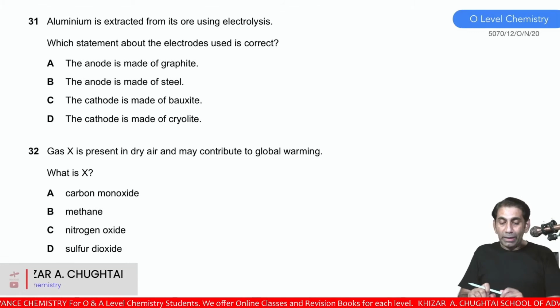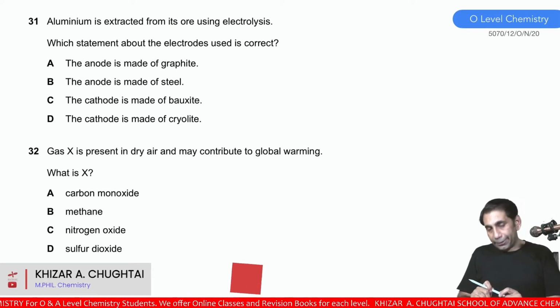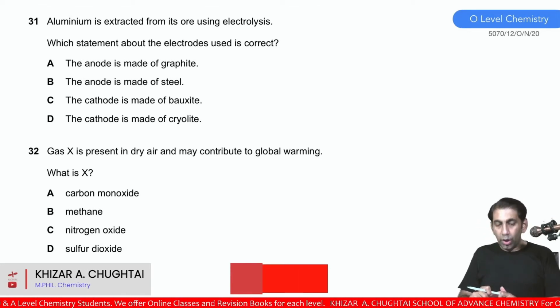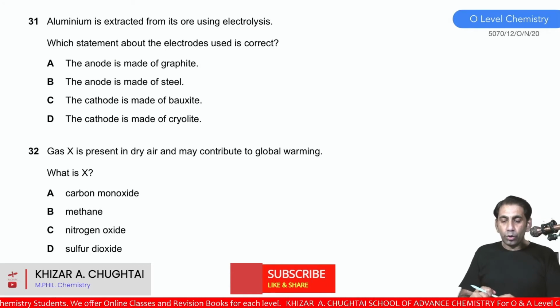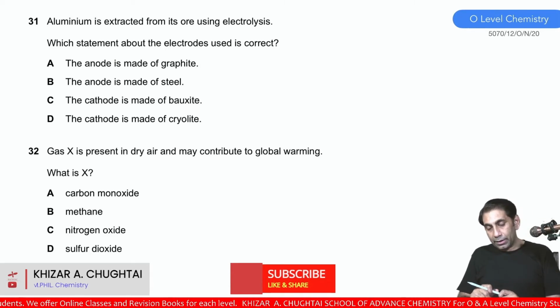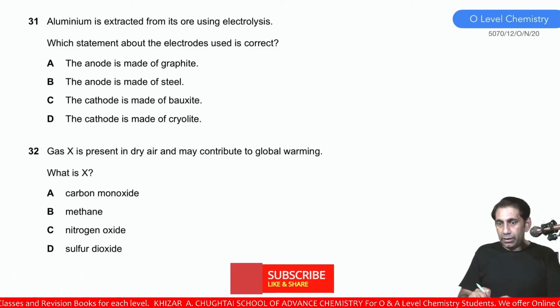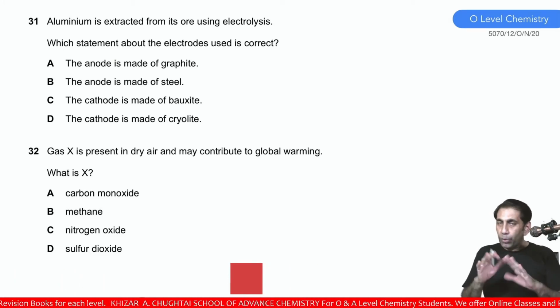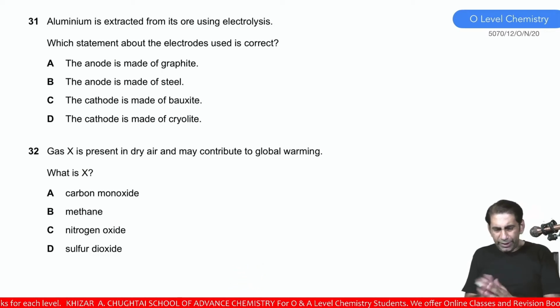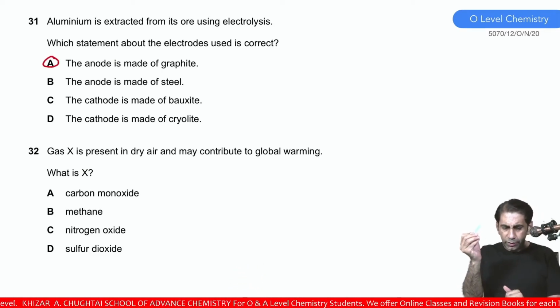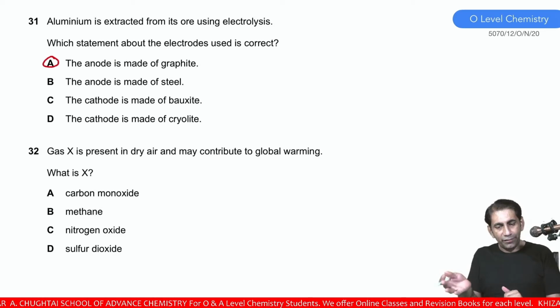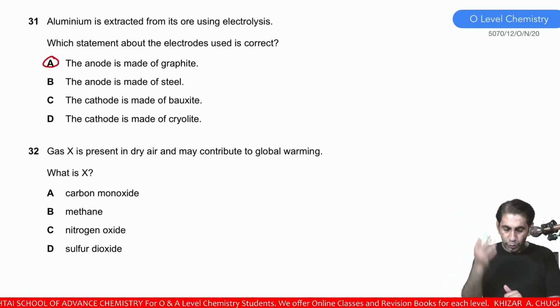31. Aluminium is extracted from its ore using electrolysis. Yes, it is true. Which statement about the electrodes used is correct? A. Anode is made of graphite. Yes, anode and cathode are both made of graphite. So the first one is the correct one: anode is made of graphite. Yes, it is true. Next question.